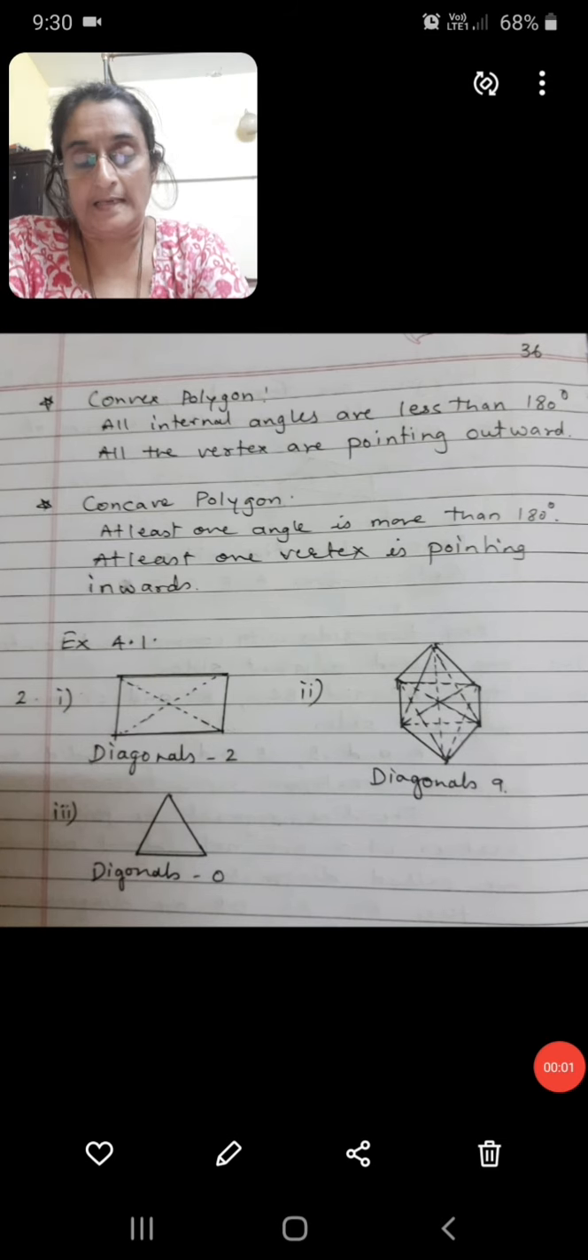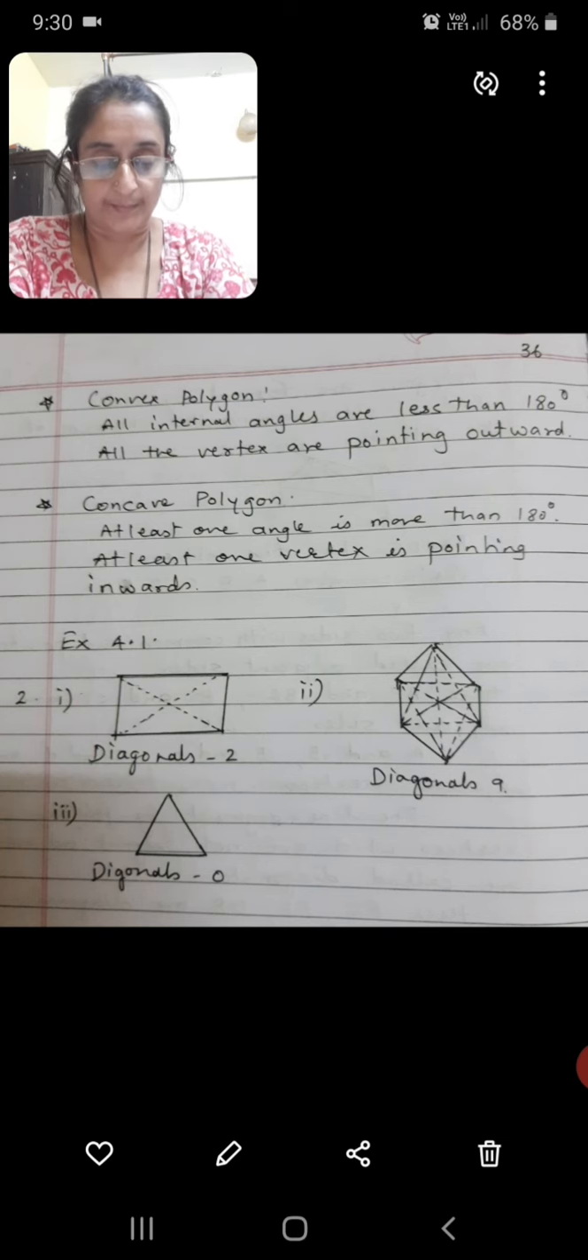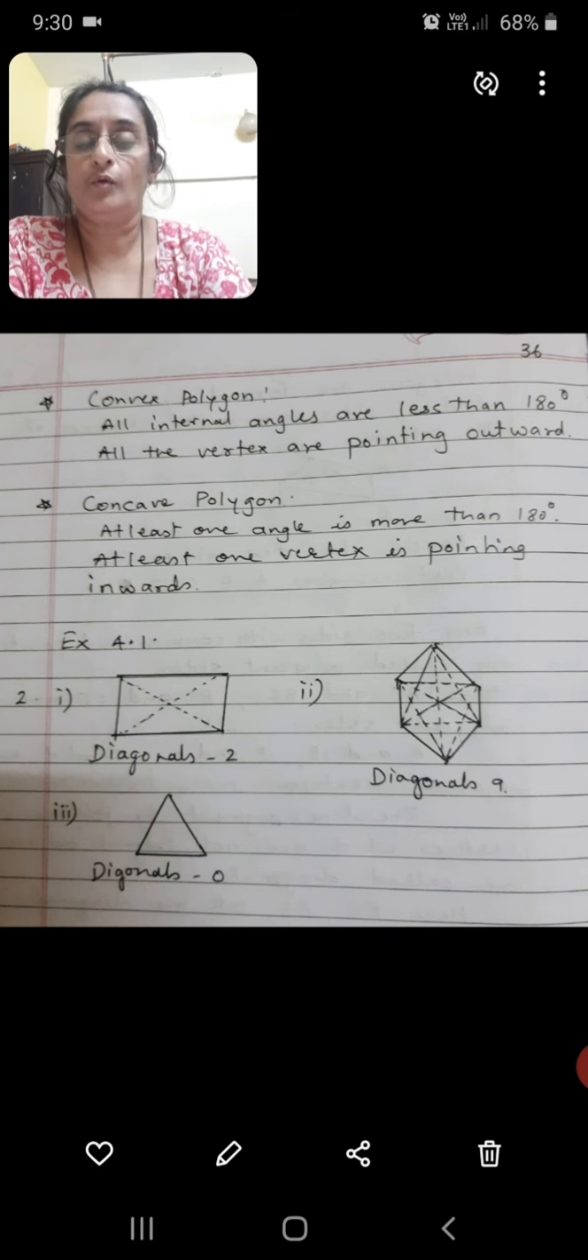Let us go to exercise 4.1, children. There are some figures given in the first question, and you have to classify them under the different categories, that is simple curve, simple closed curve, polygon, convex polygon and concave polygon. Whatever we have learned now, on that basis you can solve the first question. Now go to the second question.